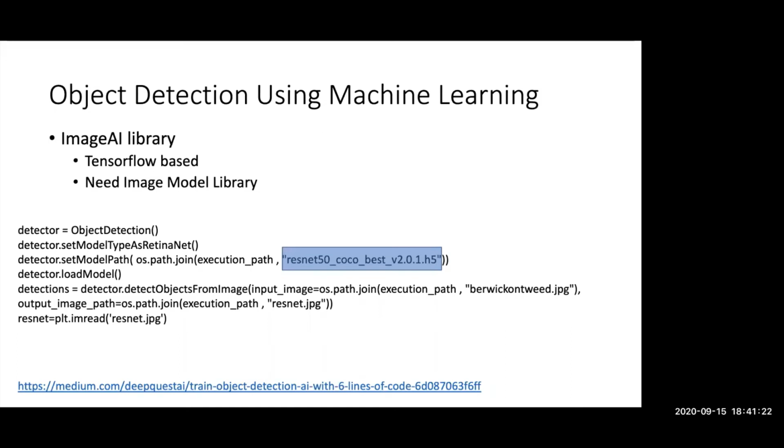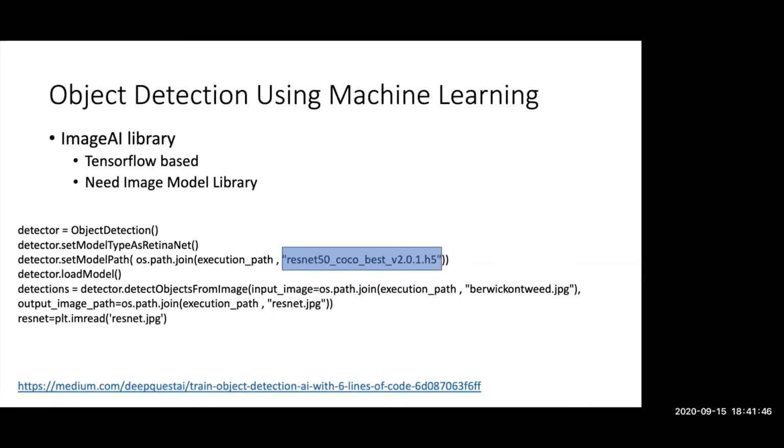Other tools will do this too. There are a lot of libraries out there that'll help you with this. This is Image AI, which I found online. They have a blog post, you can see the link here, on how to train your AI with 6 lines of code. I think I have 7 here, so I did it wrong.